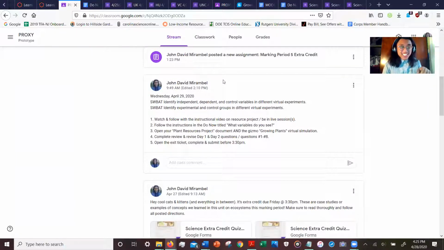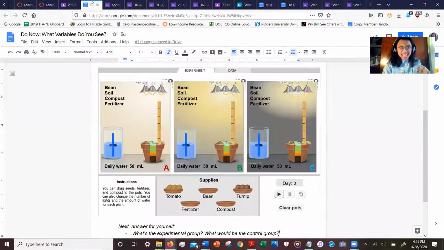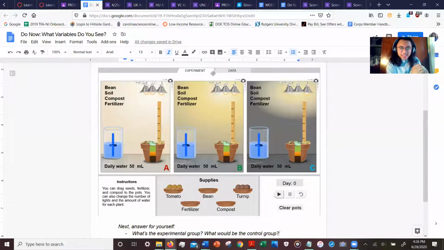And I first want us to check out the do now and to really look at this picture of someone else's preparation of their experiment or their investigation. Look at it and see if you can identify 3 different variables, our main 3. First, our independent variable, then our dependent variable, and lastly, our control variables. Go ahead and see if you can find out.